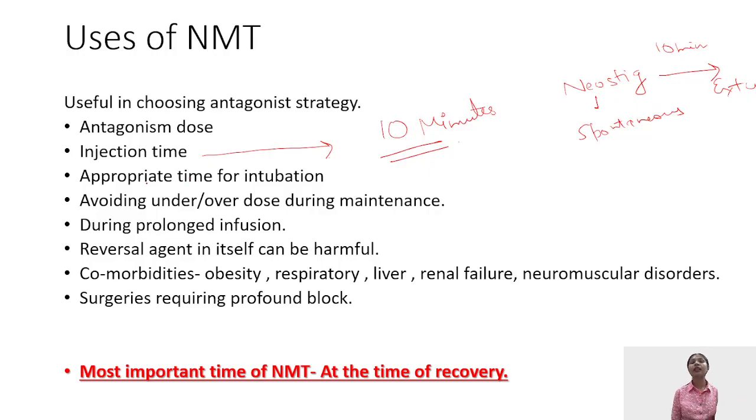What is the appropriate time for intubation? When your diaphragm, the laryngeal and the pharyngeal muscles have relaxed. This also we can come to know through neuromuscular monitoring, so that when we are intubating the patient, there is no spasm or hurdles that we face. Avoiding under and overdose during prolonged infusions, like in ICUs, I already told you. Reversal agent in itself can be harmful. Please remember, both the reversal agents have a very big side effect of bradycardia.